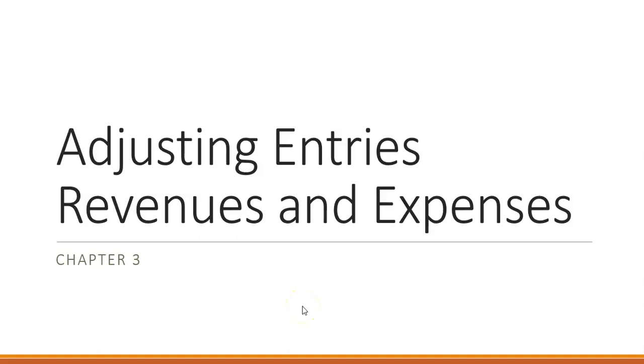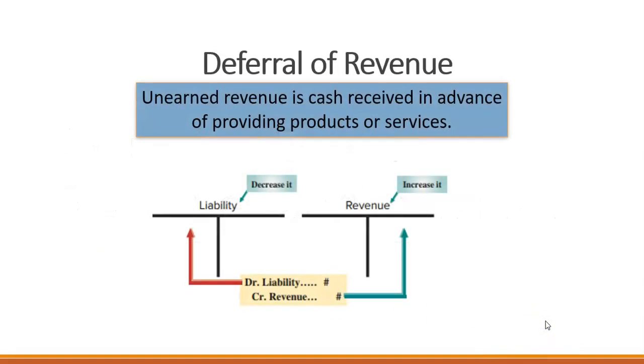So we're continuing our discussion about adjusting entries of revenues and expenses in chapter 3. We talked about we have liabilities and revenue. So in this, we're looking at the unearned revenue. When we have unearned revenue, it means somebody has paid us cash for service and products we have not delivered yet. So we have a liability.